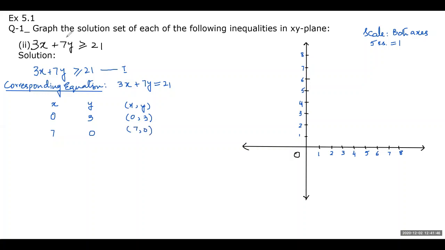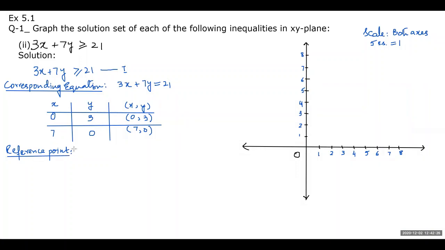So this is what we get. When x is equal to 0, y is equal to 3, and when y is equal to 0, x is equal to 7. We get a small table of these values. You may make it in the shape of a table. And then what is our next step? The next step is the reference point. We are going to use the origin as the reference point.